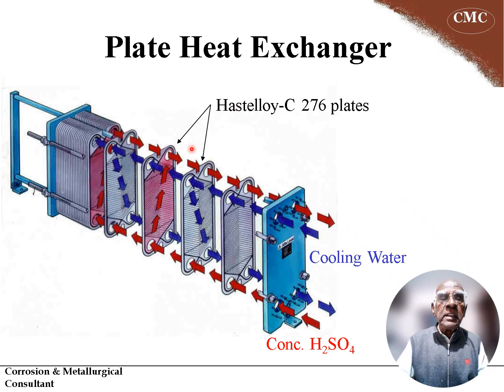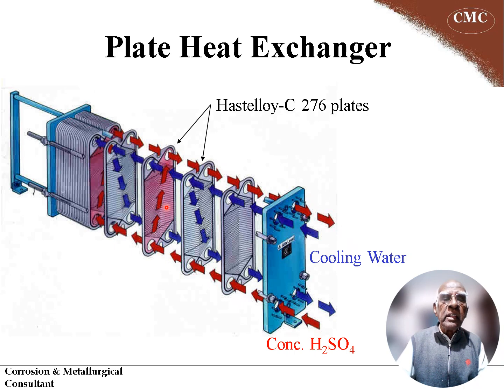The plate type heat exchanger consists of plates in which holes are drilled to form a pipeline in which cross pipeline concentrated sulfuric acid, which is hot, flows on one side and comes out as a cooled acid. And the cooling is done by supplying cooling water on the other side in the opposite direction, which collects the heat from the acid and comes out as a little bit of warm water on the other side. So in this process the acid is cooled.